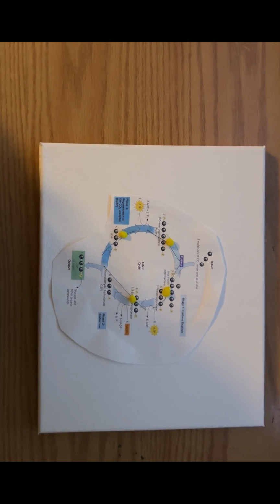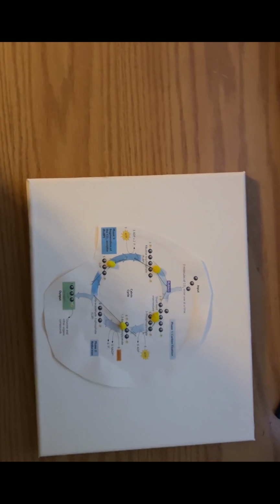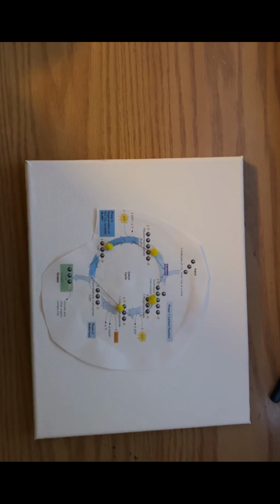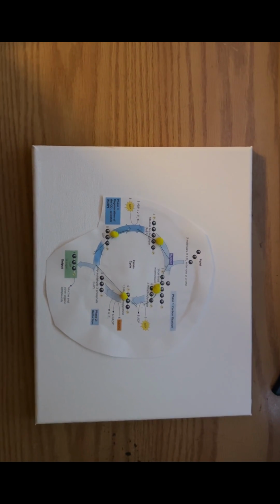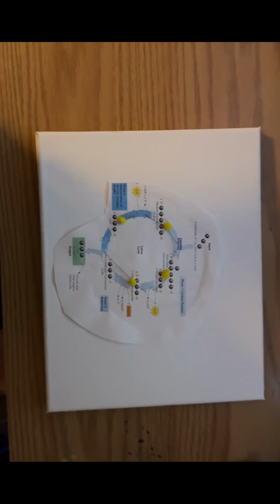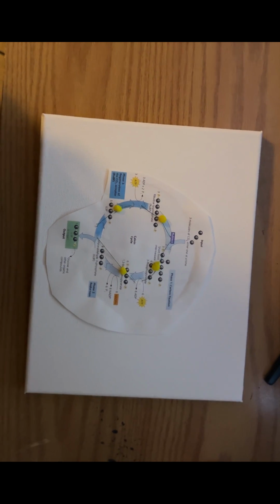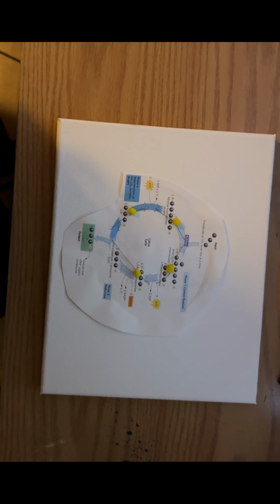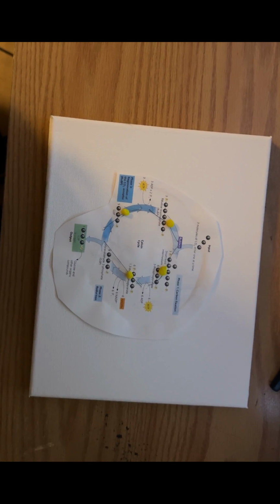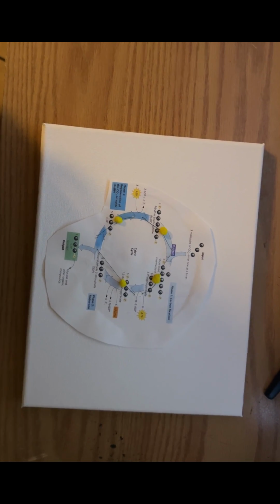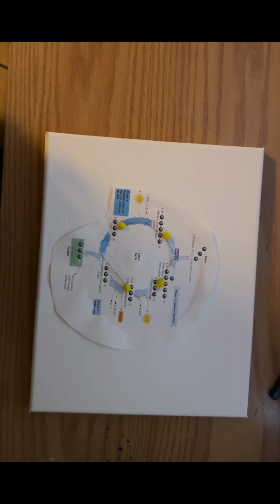1 G3P is then taken off the cycle, and the other 5 are sent to the last stage, which is RuBP regeneration. In this stage, the carbons in the 5 G3Ps are rearranged and ATP gives off its phosphate groups to make 3 RuBP, which are used to repeat the cycle.